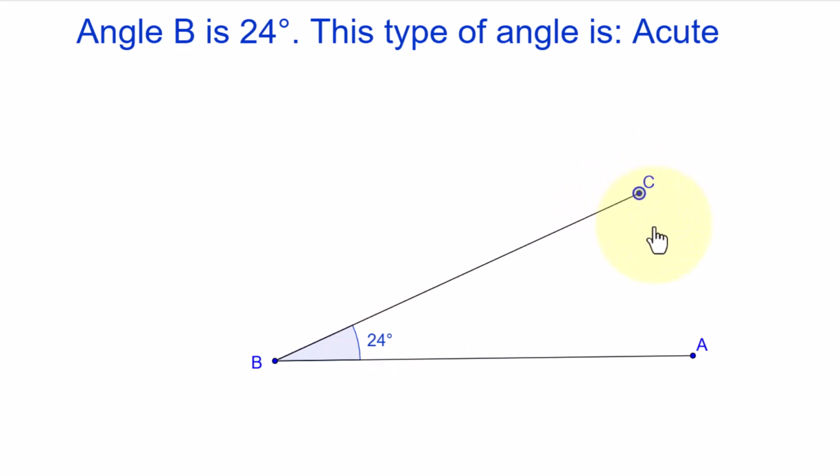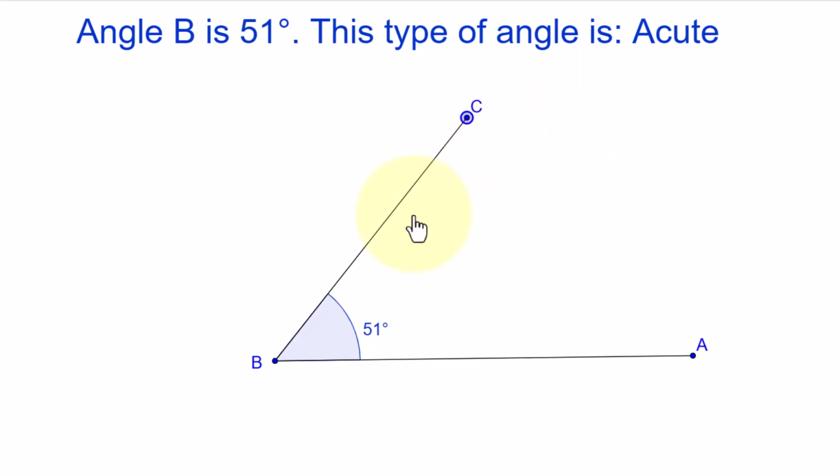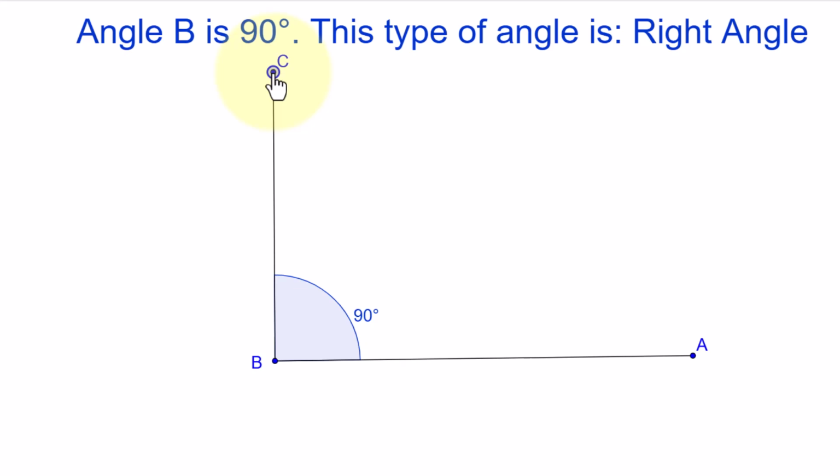Then you see C now. As C is going bigger, the angle is increasing, and you can see the statement here. This type of angle is acute, and you know why it's acute: because it's less than 90 degrees. 51 is less than 90, so we call it an acute angle. So take note of that. When it increases and gets to 90, let me stop at 90. Immediately you get to 90, you see the name has changed to right angle.